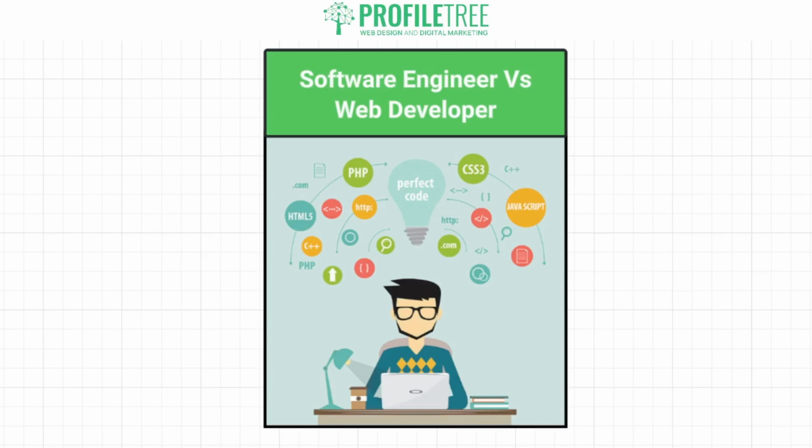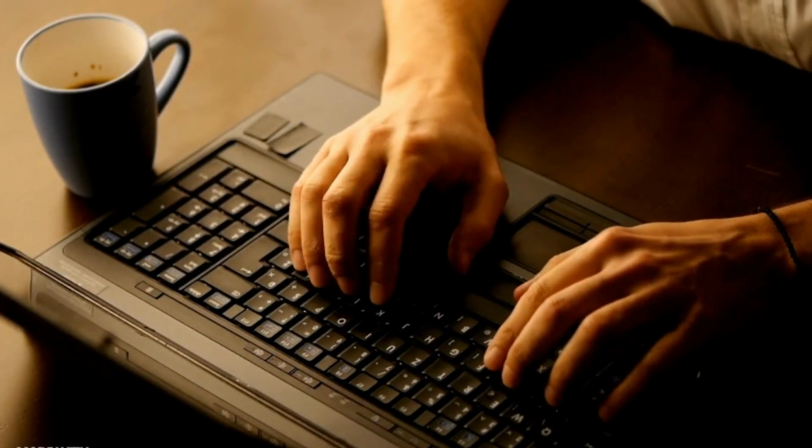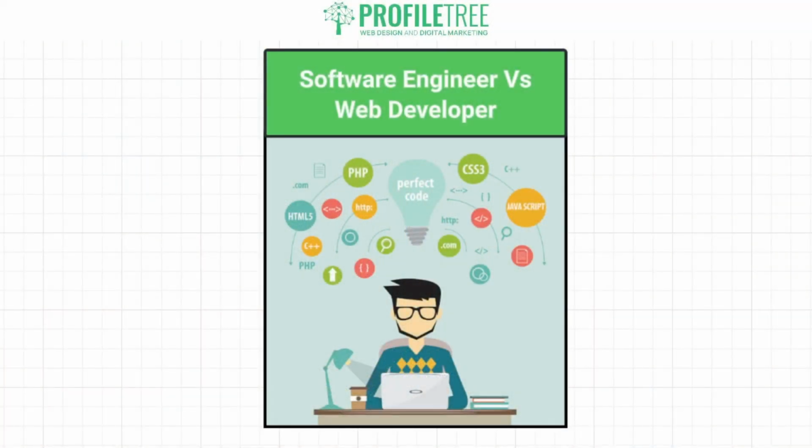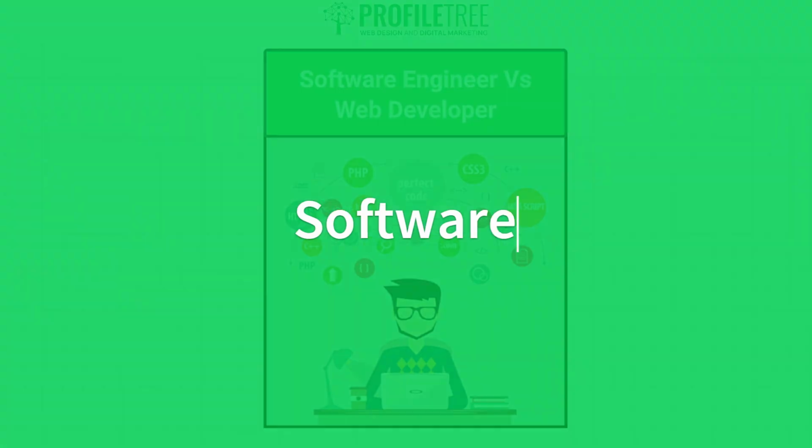So just before we get started, a software engineer and web developer are two distinct roles in the field of software development, each with its specific focus and responsibilities. Now we're going to take a look at an overview of both of the roles. So starting off with the first one, which is software engineer.